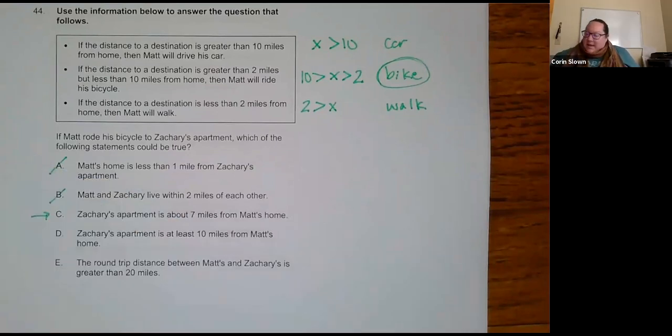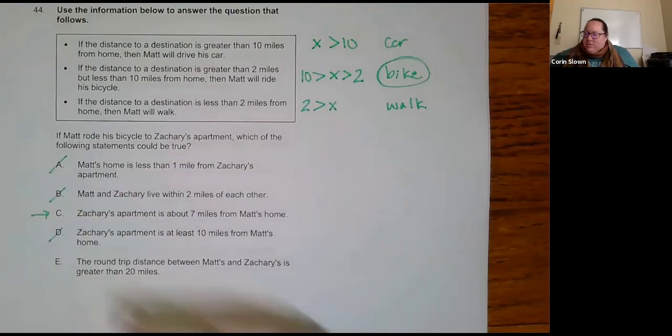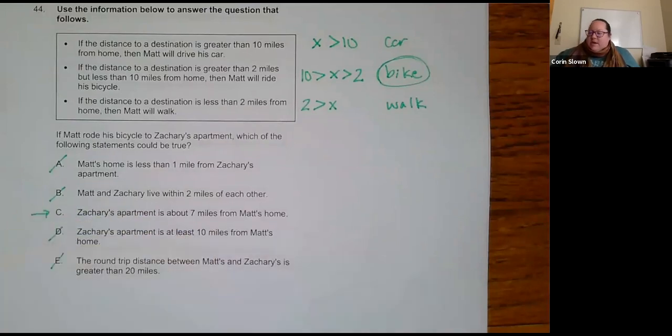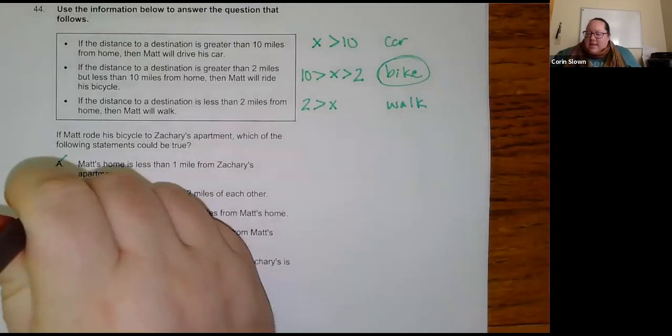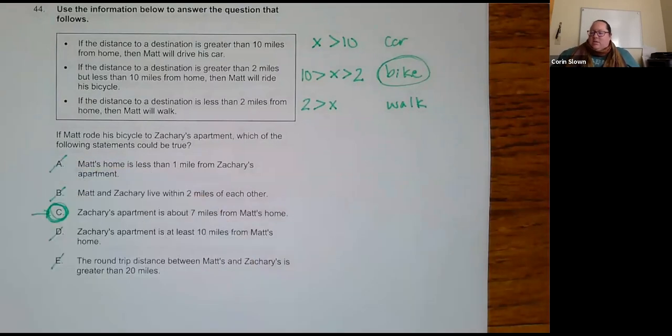All right, let's think about D though. Zachary's apartment is at least 10 miles from Matt's home. Well, if it's 10 miles, and it's at least, then he's probably driving a car, so that's not an option. The round trip distance between Matt and Zachary's is greater than 20 miles. Nope, if it was greater than 20 miles, he'd be driving a car. So that means that C is our best option for the answer that meets the criteria established by the problem.